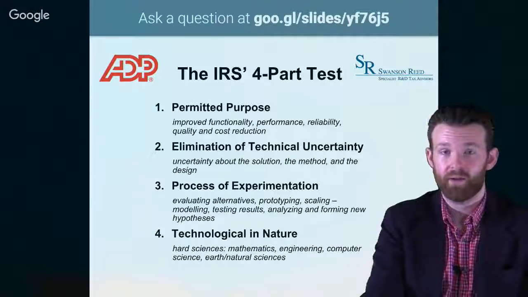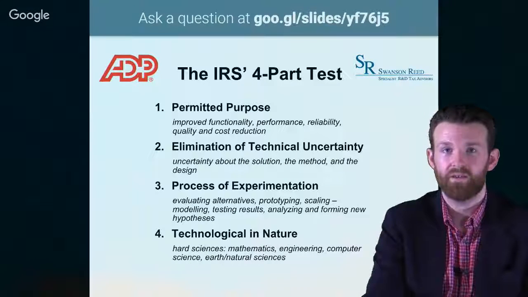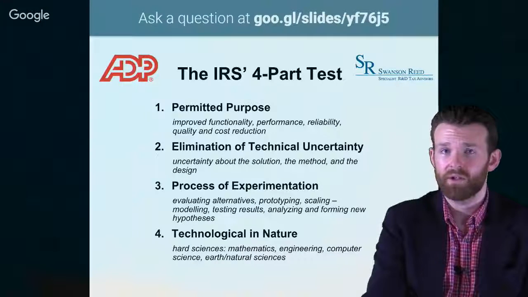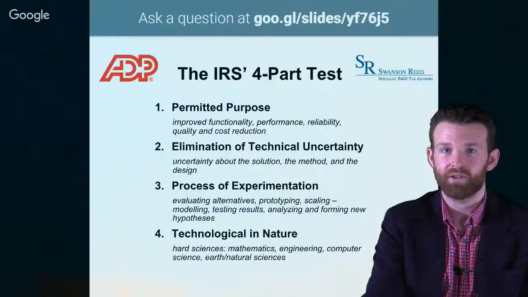All right, so the first part, permitted purpose, as I mentioned, means the project must have a particular goal or technical objective in mind. The purpose of the project must seek to create new or improve existing functionality, performance, reliability, or quality of a business component. So in other words, you could be aiming to create a new product, improve an existing product, or improve a process. From the perspective of biotechnology, for example, that could mean new product formulations, developing new medicines, new methods of diagnosis, and so forth.